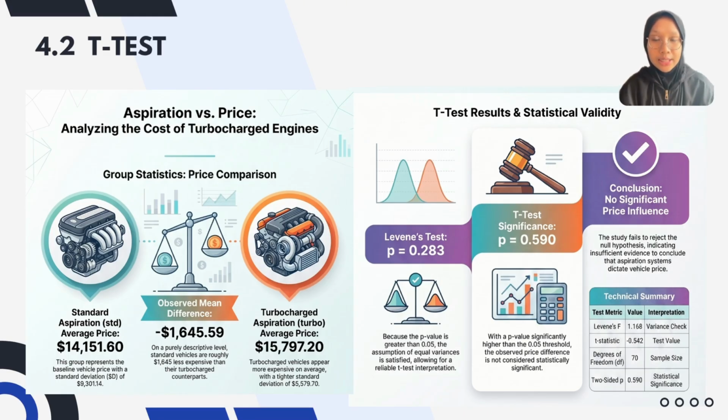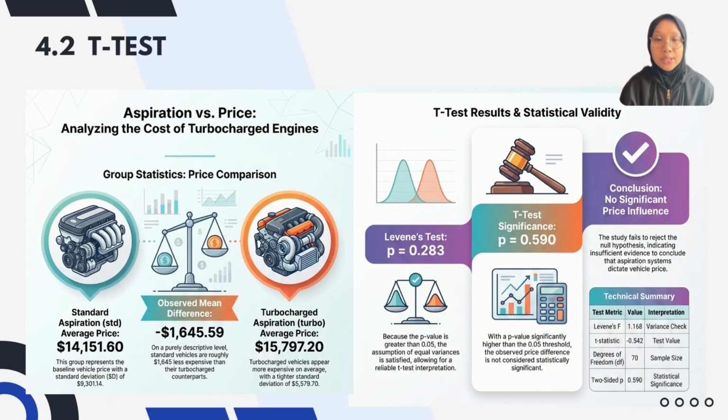Next, we examine the result of the Levene's test and the independent sample t-test. Levene's test produced a p-value of 0.283, which is greater than 0.05. This means the assumption of equal variances is made, so we use the result from the equal variances assumed row. The t-test produced a t-value of negative 0.542 and a p-value of 0.590.